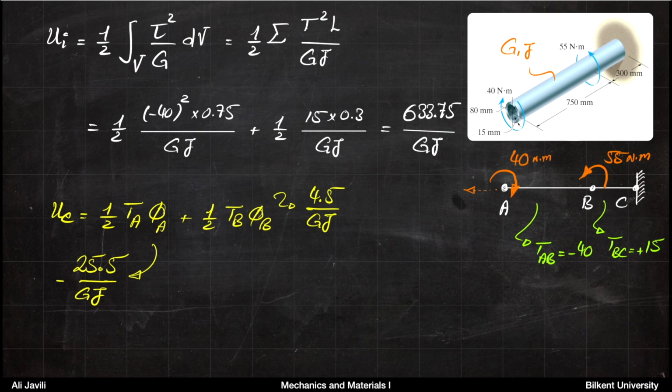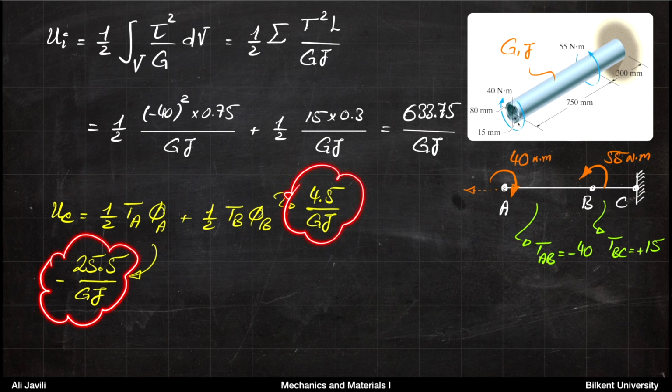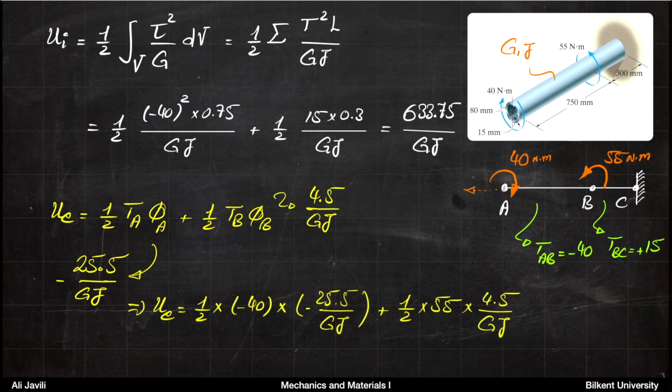All right, so now you have the formula for external energy. In this formula, you didn't know what the angle of twist was, and now we calculated these two angles of twist from the parameters that we had already. Now, all you need to do is to insert those into the relation that you have for the external energy. That would be 1/2 times minus 40 times angle of twist. Again, this is TA.